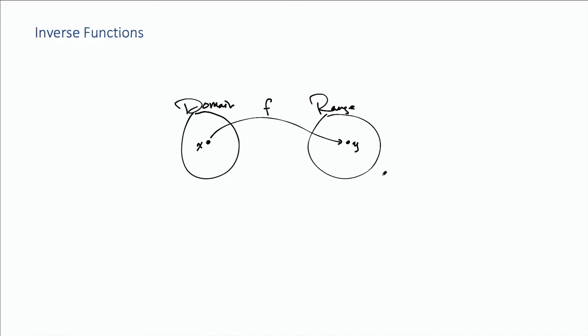y. We'd like to know if there's a way that we can go backwards. Is there something that takes this y and sends it back to x? And if so, we're going to give it a special name. Because it's connected to this function f, we're going to call it f with this superscript of -1. This is read f inverse.